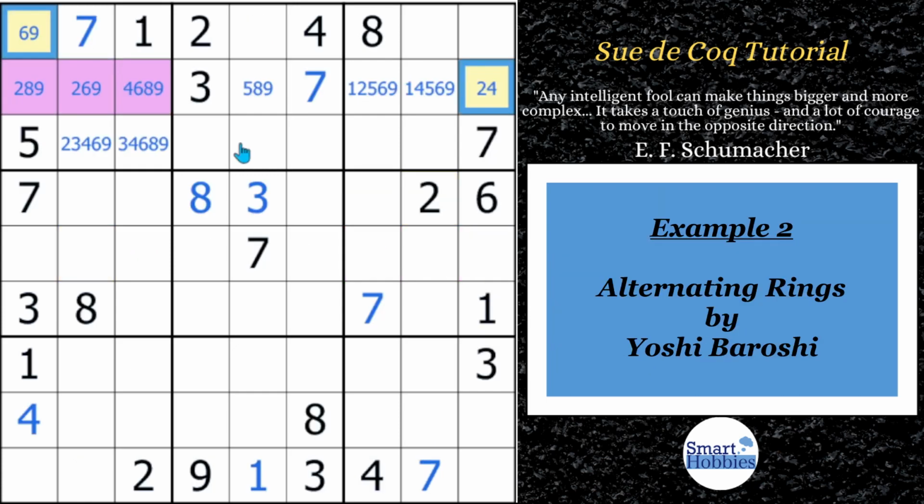For our next example, this is Alternating Rings by Yoshi Baroshi. If you look at the link, you'll see Laser Cert. It's the same. It's Yoshi Baroshi. He has an alter ego. And this is a great puzzle. Alternating Rings referred to some continuous loops that went on within this puzzle, but there was a Sudoku that I solved, and it's a 5-candidate Sudoku.